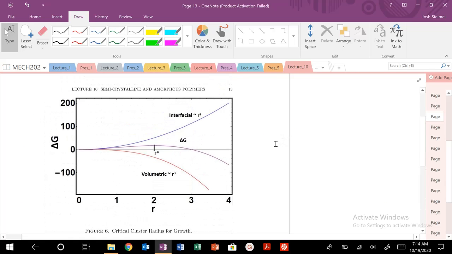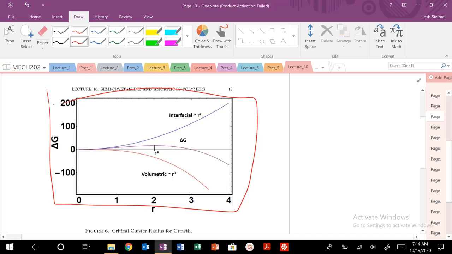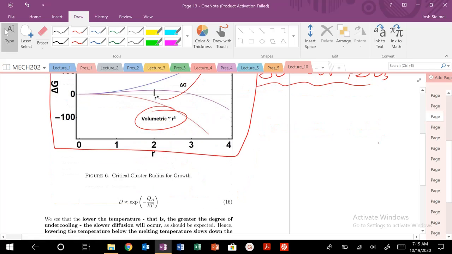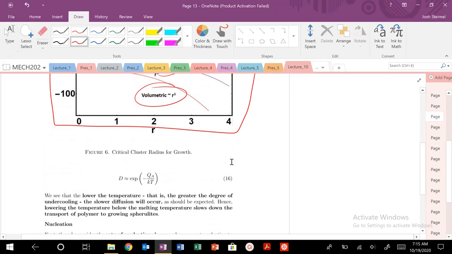Let's go here. This is the graph that we saw last time. Again, this critical R, you can think of it as our lamellar. This is just a general relationship, but we could plug in for a specific R: delta G is minus delta G_V times that volume plus that delta G_S term. That was way back in our derivation for spherulites, but we're getting a little off topic. So we know that diffusion D is approximately equal to this.